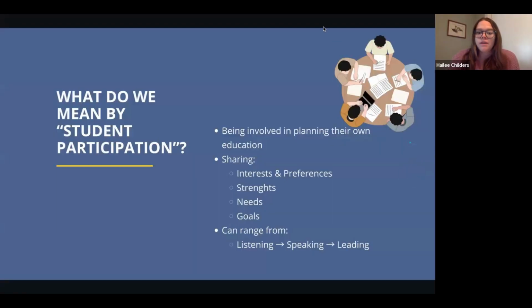So what do we mean by student participation? We mean students being involved in planning their own education. So this would be sharing things such as interests and preferences, strengths, needs, and goals. And this can range from listening to speaking to leading their meeting.